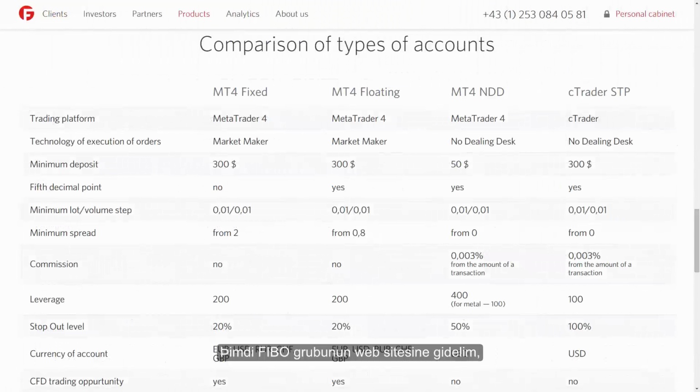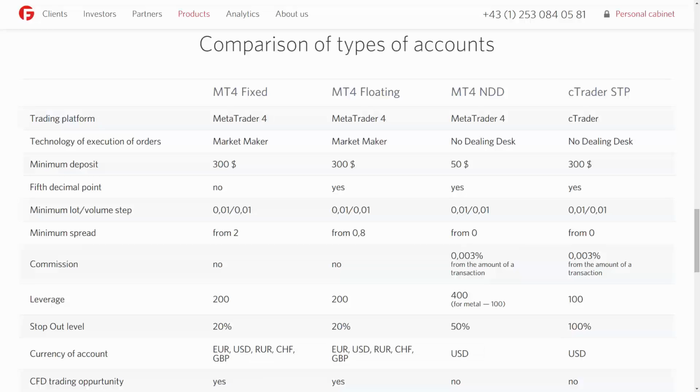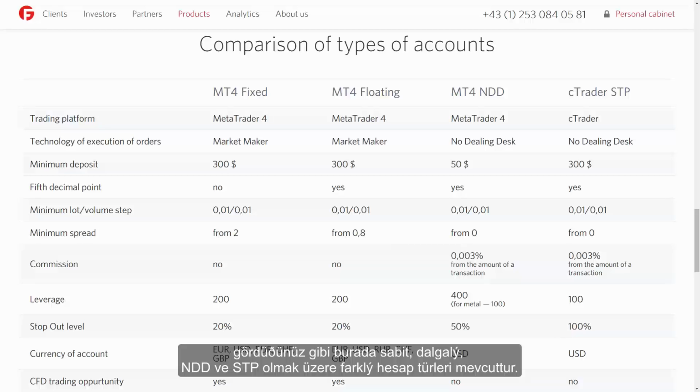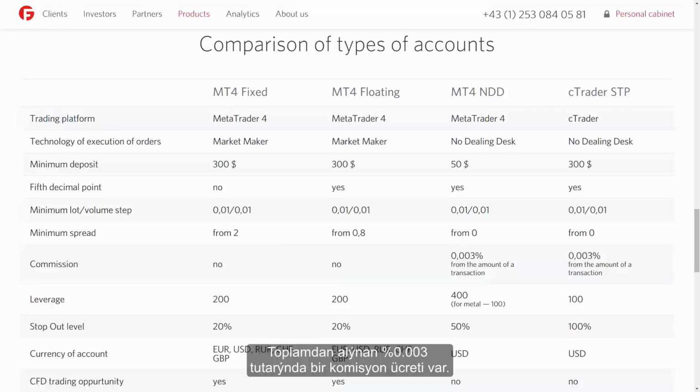Now let's go to the FIBO Group website. As you can see, there are a variety of accounts here: fixed, floating, NDD and STP. The minimum spread for a fixed account is 2, for floating is 0.8, for NDD and STP it starts from 0. There is a commission charge which is 0.003% of the total.